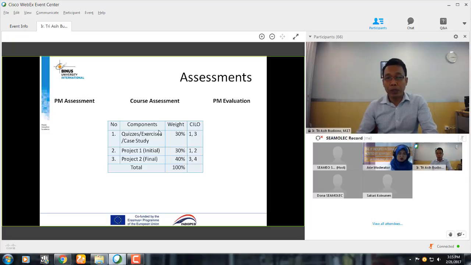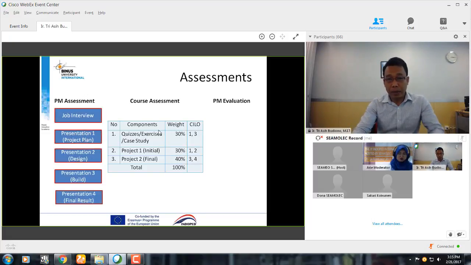In the project module, on the other side, we map to this assessment. It starts with a job interview with the company owner, the CEO, and then presentation 1, which is the project plan, presentation 2, designing the project, presentation 3, which is building or constructing the project, and then presentation 4 is the final result of the project. These presentations were conducted in front of the lecturer and the company representative.